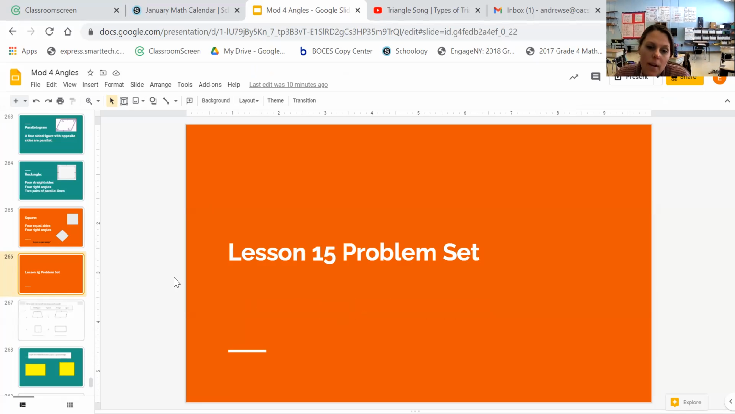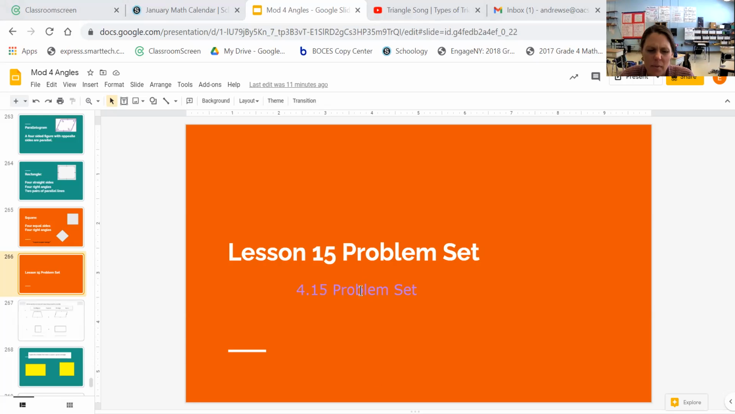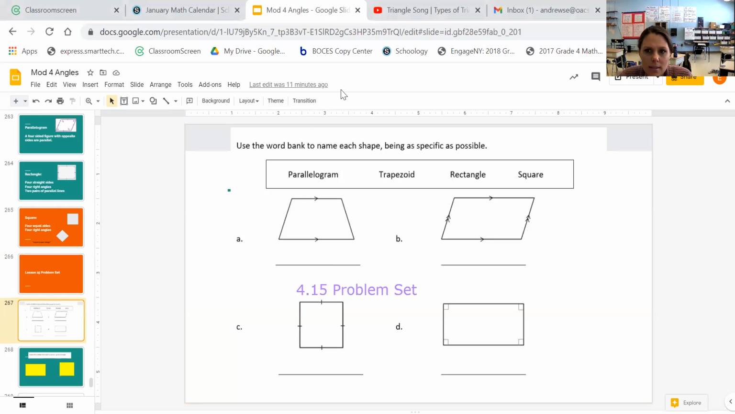So now that you're open to the problem set, it is 4.15. We're going to identify or classify those quadrilaterals. Okay, no, that wasn't a good color, sorry. So your page should look something like this. We have a parallelogram, a trapezoid, a rectangle, and a square.